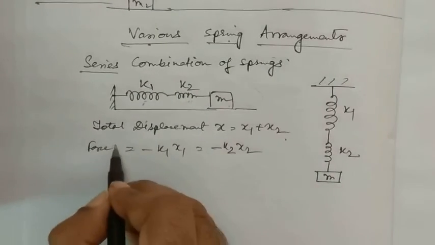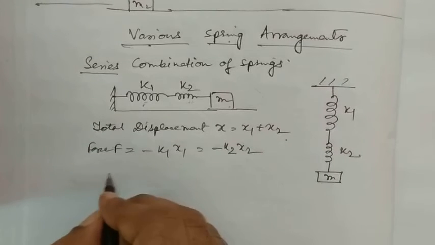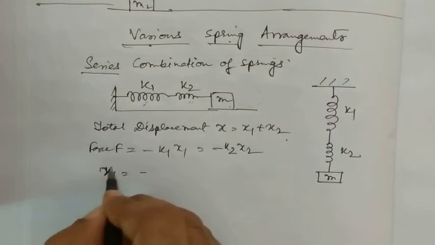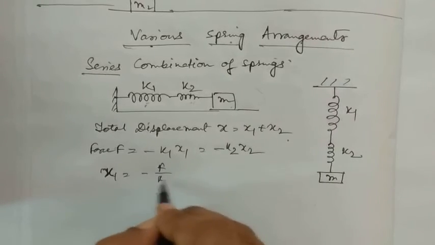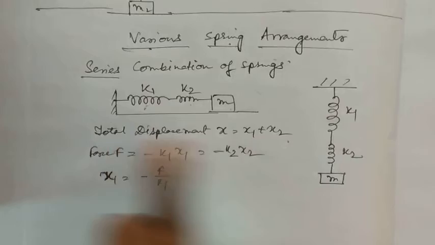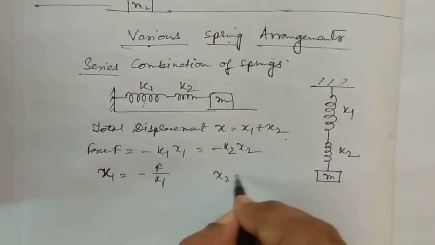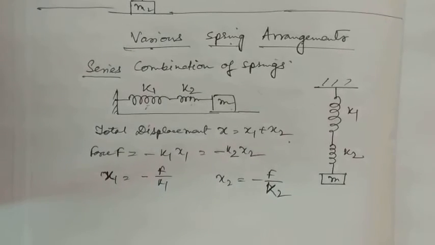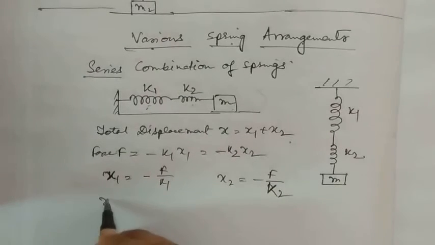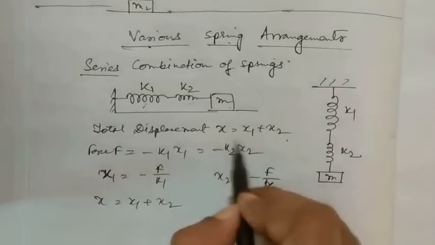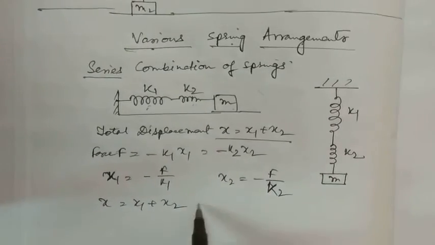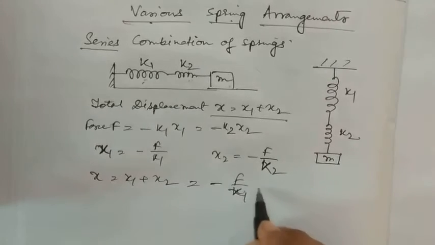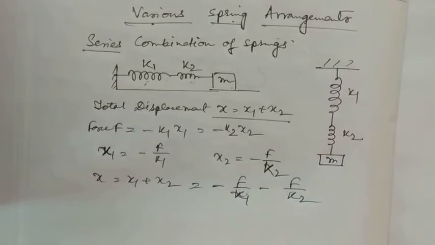So from this, if we take force is equal to F, x1 is equal to minus F by K1, and from this relation F is equal to minus K2 x2, we get x2 is equal to minus F by K2. So minus F by K1 minus F by K2. So x was x1 plus x2. So we can write here x is equal to minus F by K1 minus F by K2, the value of x1 plus x2.